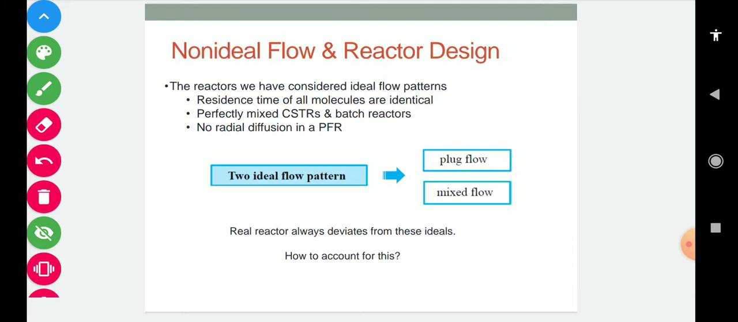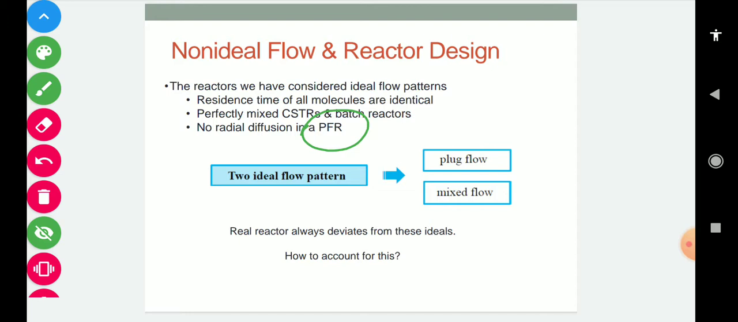It means all the molecules in the reactor spend an equal amount of time. And if there is a batch or CSTR reactor, then there should be perfect mixing. On the other hand, for a PFR, there is no mixing at all.